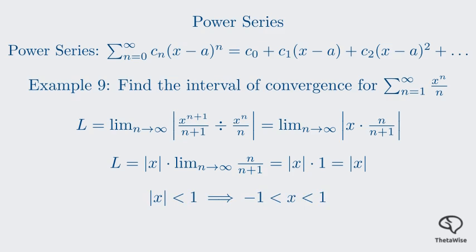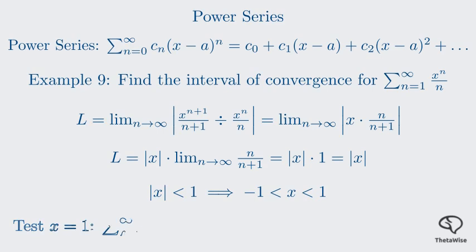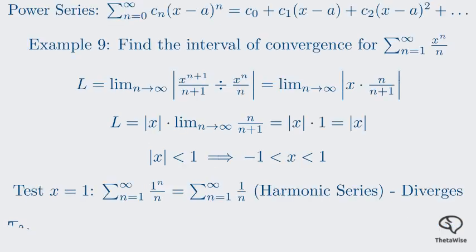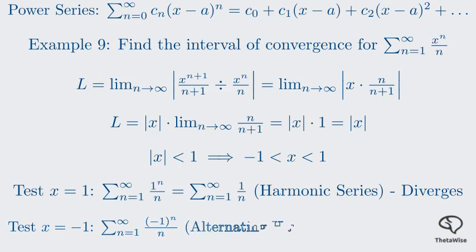However, the ratio test is inconclusive at the endpoints x equals 1 and x equals negative 1. We must test them separately. First, let's test x equals 1. The series becomes the sum of 1 over n, which is the harmonic series. We know this series diverges. Next, let's test x equals negative 1. The series becomes the sum of negative 1 to the n over n, which is the alternating harmonic series. We just saw that this series converges by the alternating series test.